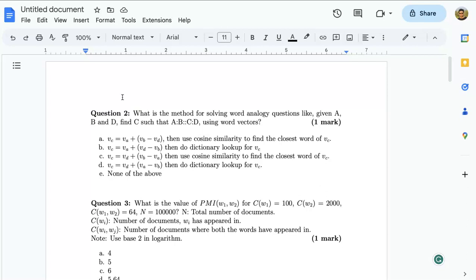The first question they are asking is: what is the method for solving word analogy questions, like given A, B, D, C such that A equals B and C equals D, using what vector? So we know there is an analogy between A, B and C, D. We know the embeddings for all these, A, B, C, D. They just want to know what is the word for C. So how do you find the word C?